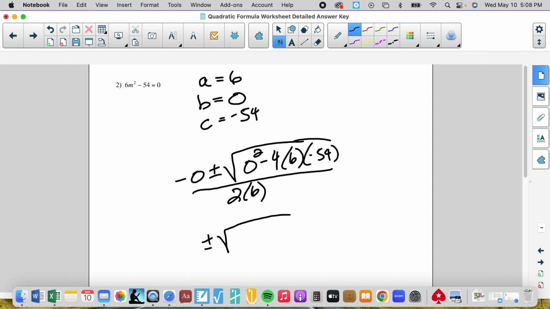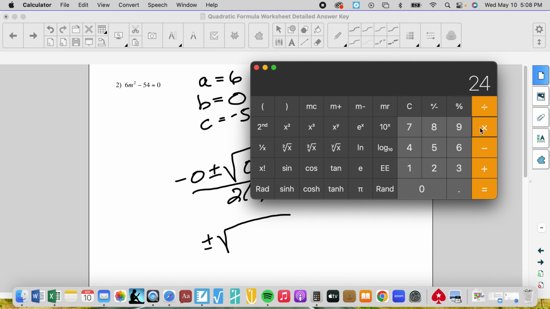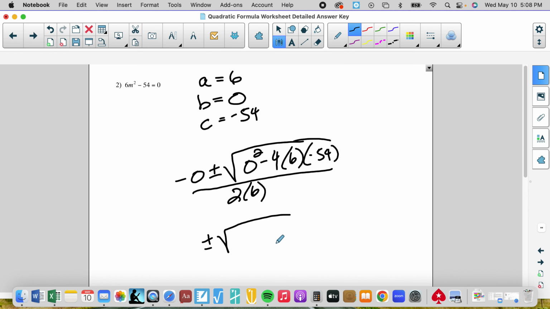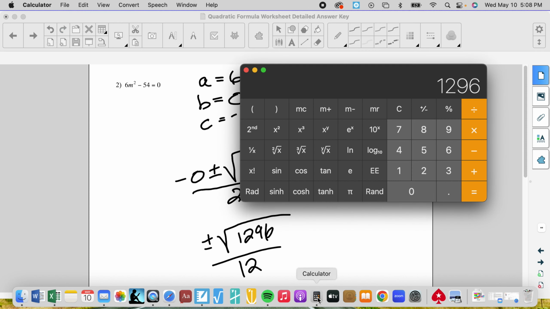0 squared doesn't do anything. Negative 4 times 6 is negative 24 times, what is it, 54? 54 is a humongous 1296. So negative times negative is positive 1296 over 12. Let's see if 1296 is a square root. 36, baby!